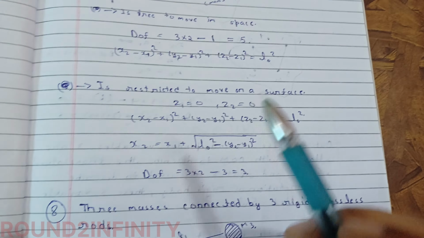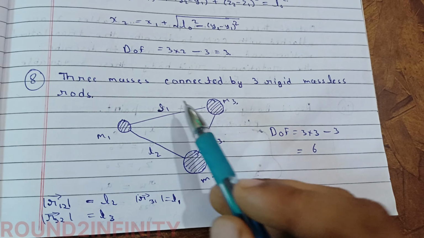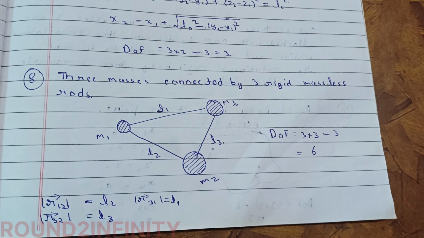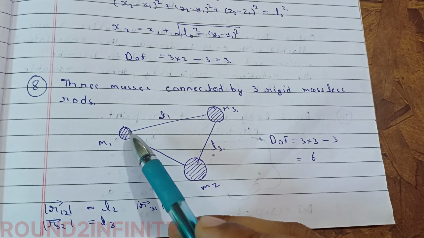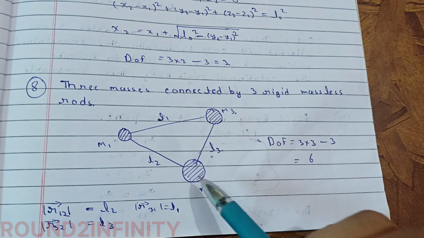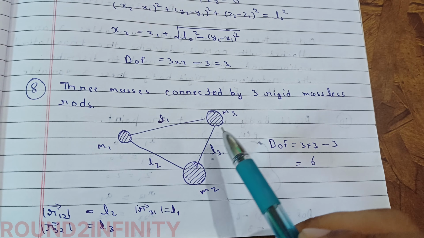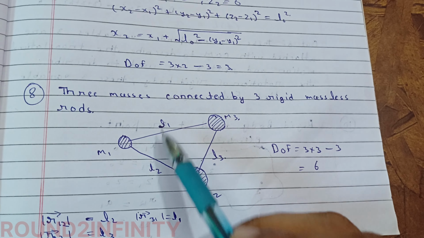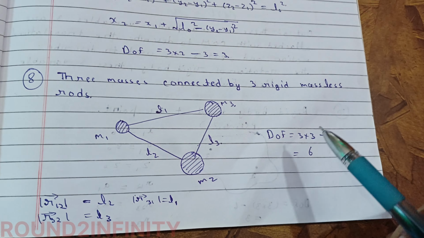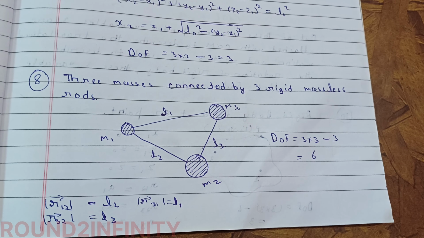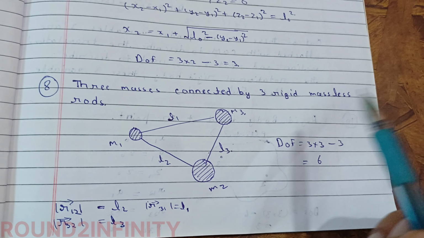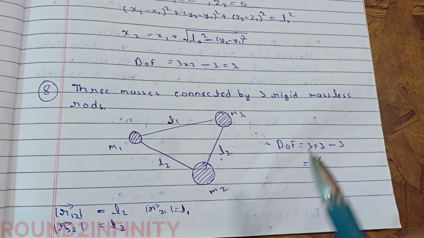Let's see one more example. 3 masses connected by 3 rigid massless rods. So these 3 masses are connected with these rods and these are massless. With each mass 3 coordinates are associated, so 3 multiplied by 3 will give you 9, minus 3 constraints. So 9 minus 3 will give you 6 degrees of freedom, because these lengths are fixed, so they act as constraints. So 3 constraints you have.